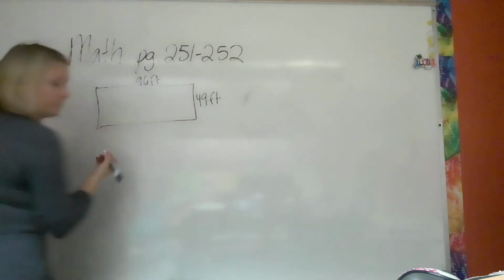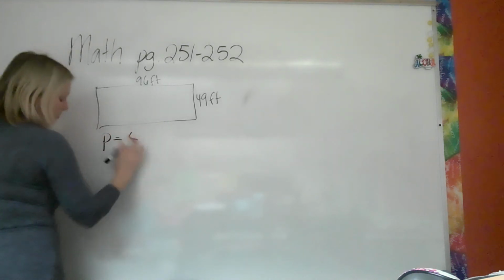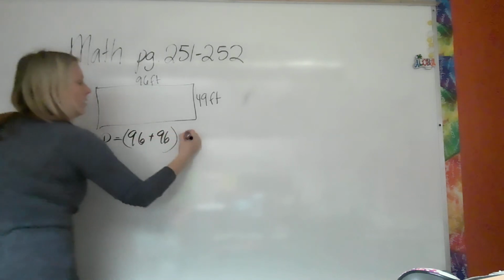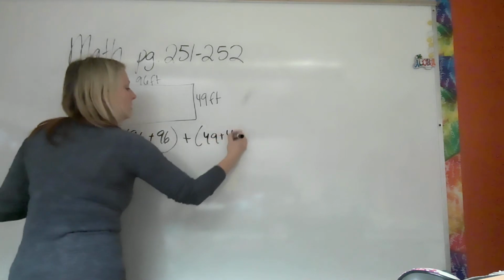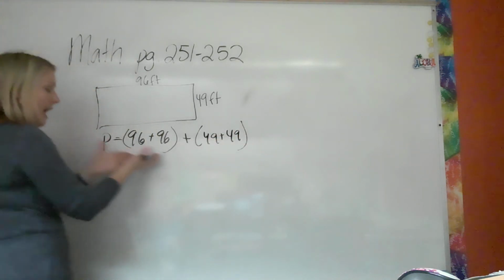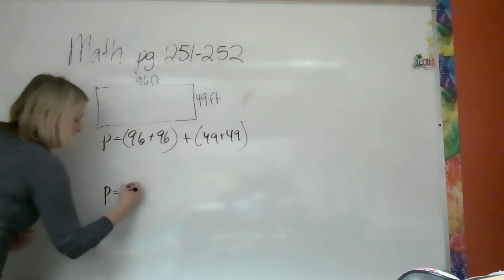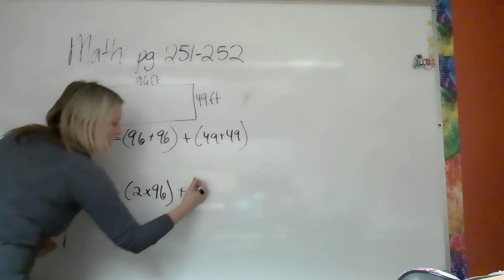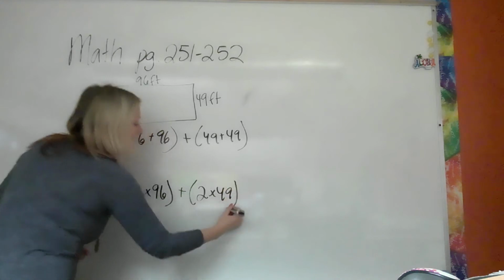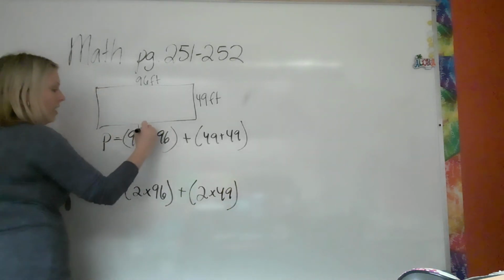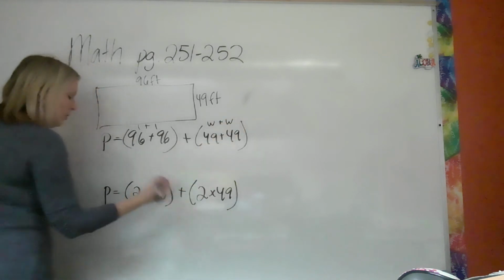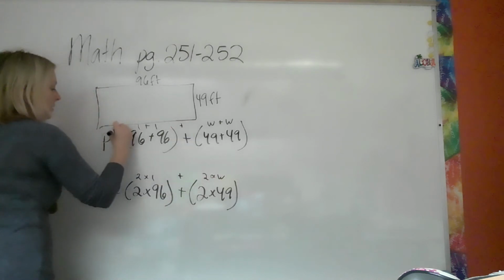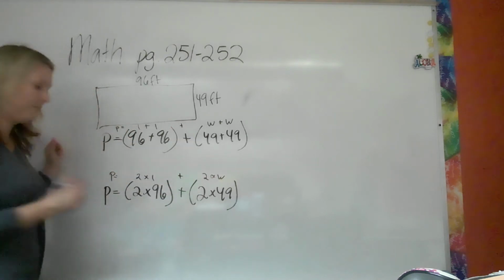You can do P equals 96 plus 96 plus 49 plus 49, okay? And you can add these up, or you could do P equals 2 times 96 plus 2 times 49. So now remember, our 2 equations were L plus L and W plus W, or 2 times L plus 2 times W, okay? So P equals, so now you can see, sorry, should have done that for you, okay?